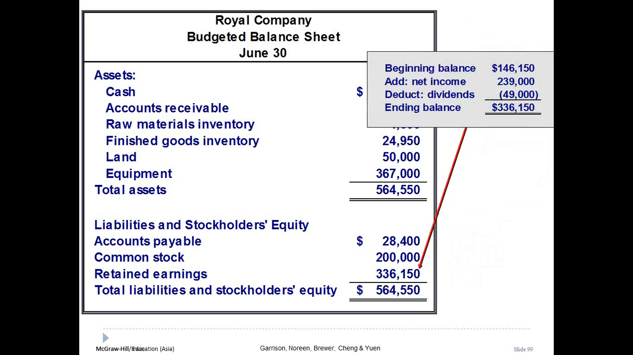The balance of retained earnings at June 30 is $336,150, which is based on the beginning balance plus net income minus dividend paid.